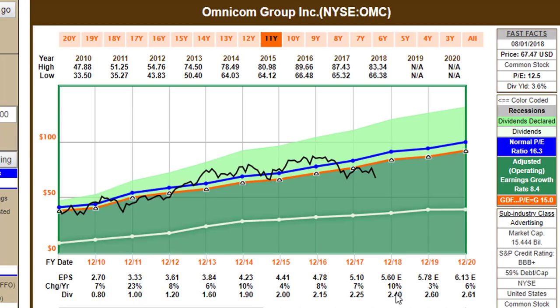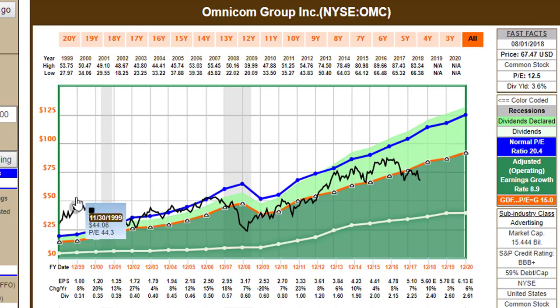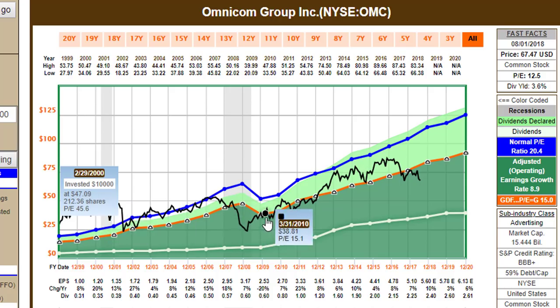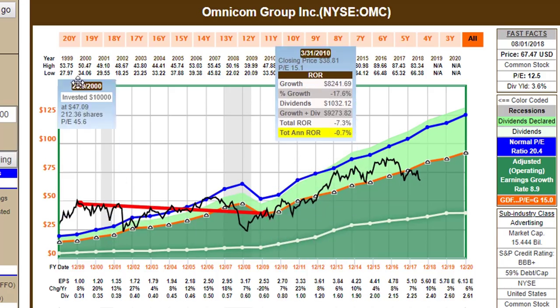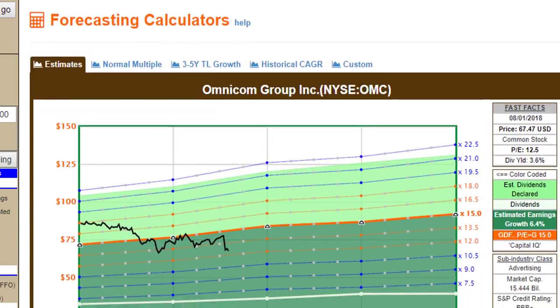Omnicom Group is another advertising company. If you look at the long-term record at this company, the market has had a penchant for valuing it highly. I want you to notice when valuations get high, these stocks tend to perform very poorly over the long run. But right now you can buy this stock at a 12.5 PE with a 3.6% dividend yield. I think it's extremely attractive on a valuation basis.